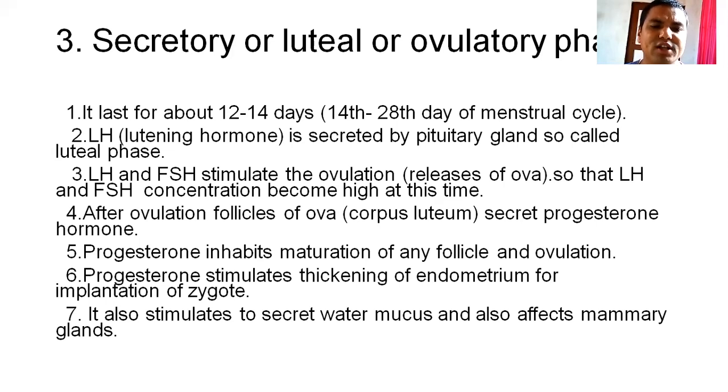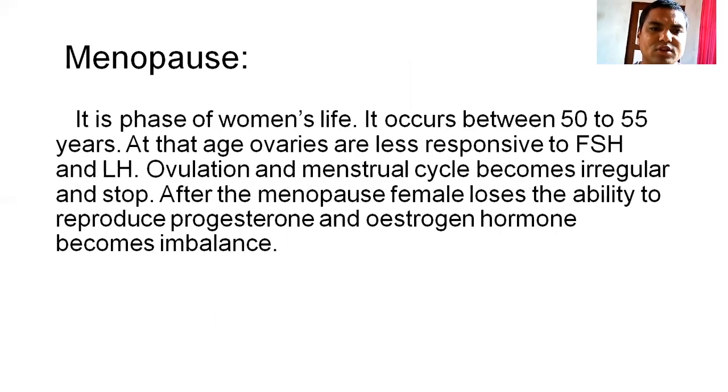After ovulation, the follicle of the ovum, the corpus luteum, secretes the progesterone hormone. That secreted progesterone inhibits or controls maturation of any follicles and ovulation. Finally, progesterone stimulates thickening of the endometrium for implantation of the zygote. It also stimulates secretion of watery mucus and also affects the mammary glands. We have just discussed the menstrual cycle in women.